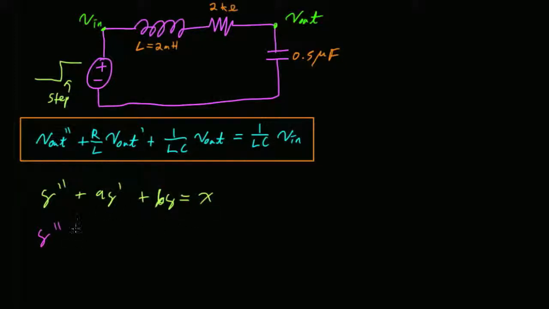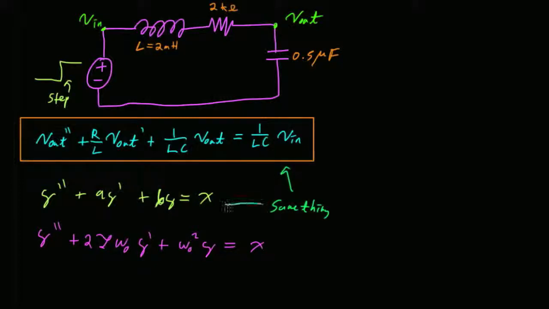Okay, so if we write it this way, do you remember it was y double prime plus 2 zeta omega naught y prime plus omega naught squared y equals x. So it's the same thing, right? It's the same differential equation, and I'm just calling the coefficients different stuff. Then we said we need to solve this differential equation.